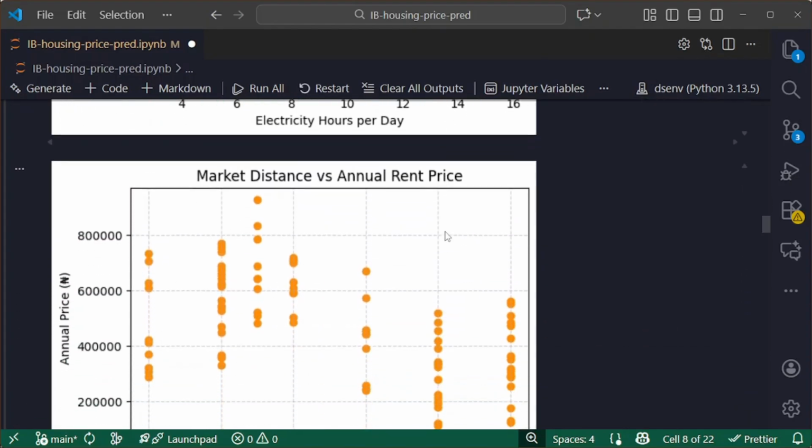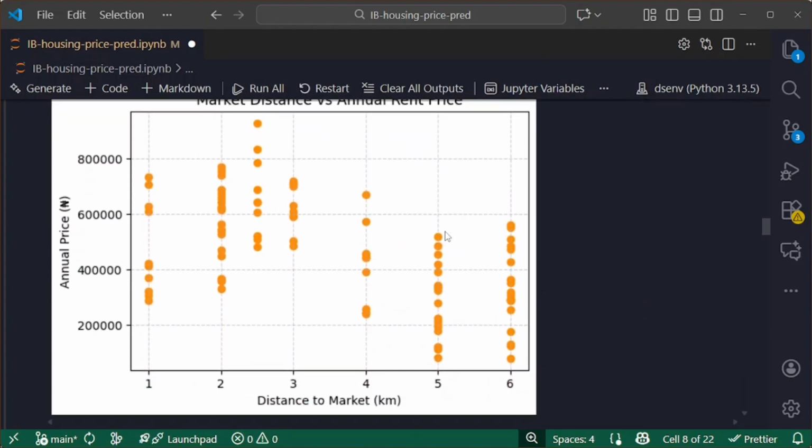Then next, we have the market distance. This is the fun one, because you might expect that the closer you are to a market, the more the rent should be, right? But what we see here is the most expensive houses, the most expensive areas, are not especially close to markets. In fact, they are some distance away from the market, but not excessively far away from the market. So the sweet spot is in the middle.